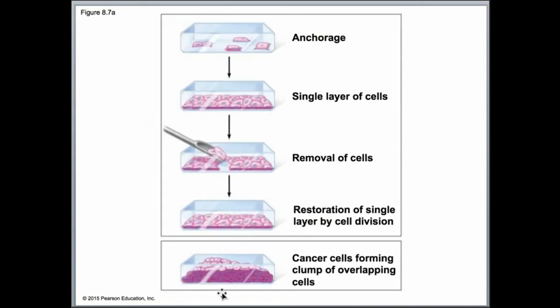So here's an example of what would happen if some of these kinds of genes, for example tumor suppressor genes or proto-oncogenes, some of them can help sense when the cells are too crowded. So here's normal cells. They're not crowded here and they're anchored. Once they're anchored, they should divide until they form a single layer of cells, and then they should stop dividing. When you remove cells, that's like creating a wound. They'll divide again to fill in the space, and then they'll stop dividing.